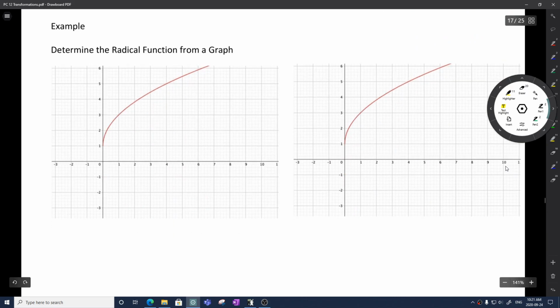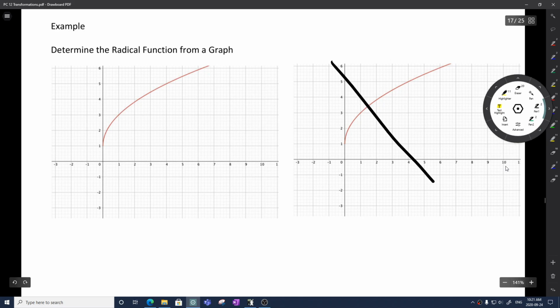Whoa. Well, let's make things easy on us. Let's just get rid of this one. They look the same. So, gone. Okay. I should have used that as white space. But regardless, determine the radical function from the graph. I'm not too sure I understand. Guess what I'm thinking of? Here's me.